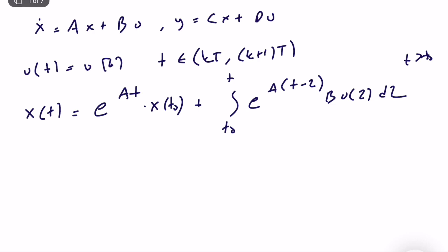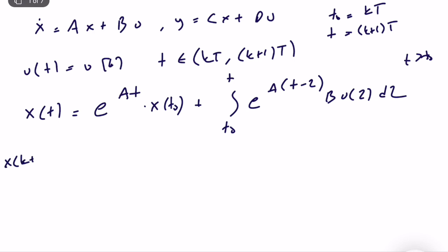Now let's assume that t0 is equal to kT, so k is an instant in the sampling, and t is equal to (k+1)T. What we are trying to do is map from kT to (k+1)T, or one sample interval, which is the important part for us in the discretization process. So let's do that.